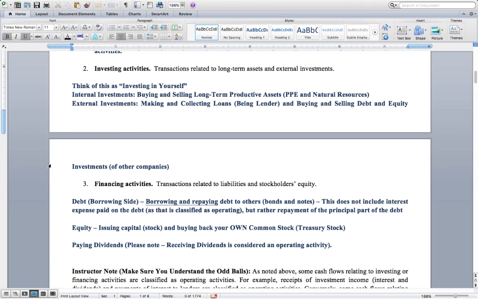Second, investing activities. These are transactions related to long-term assets and external investments. Think of this as investing in yourself. So for internal investments, when you buy and sell long-term producing assets such as buildings, land, natural resources, you are investing in yourself by buying these long-term assets that will be producing for you, such as the building. You get to use the building, and then when you're done using the building, you can sell it, and think of it as a long-term component.